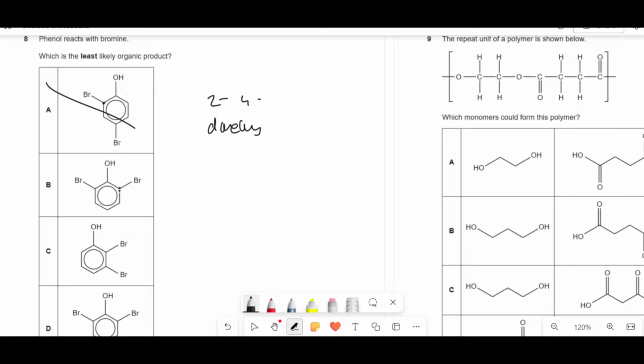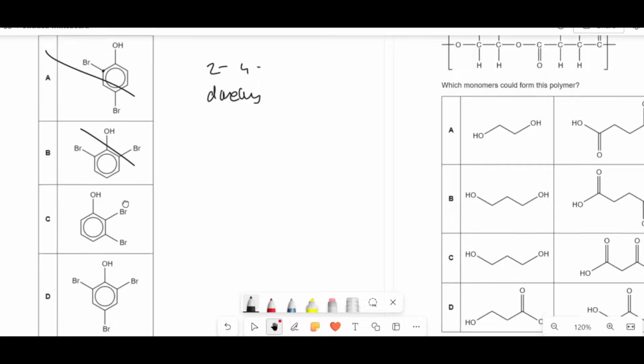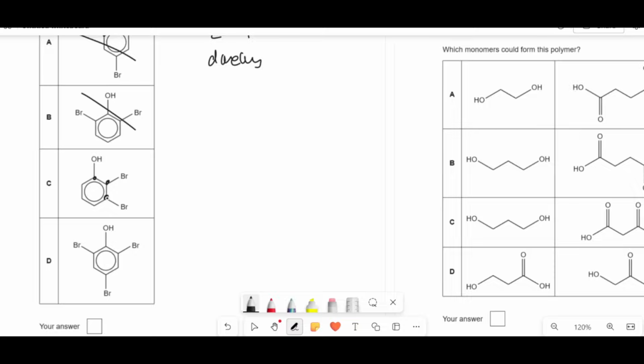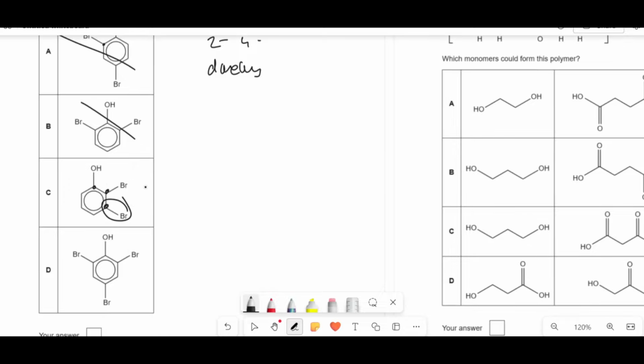Here, that's going to be 2, 3, 4, 5, 6. That's still 2, 4 directing as well, because 1, 2, 3, 4, 5, 6. It's still going to be the same thing, so nope, because that's 2, 4 as well. So here, it's 2,4 directing as well. There's 2 here, and it also can do that. You can get bromophenol as well, so that one's out. And here, 1, 2, 3. The 3 is looking pretty strong because we don't get a 3. So that's a possible one.